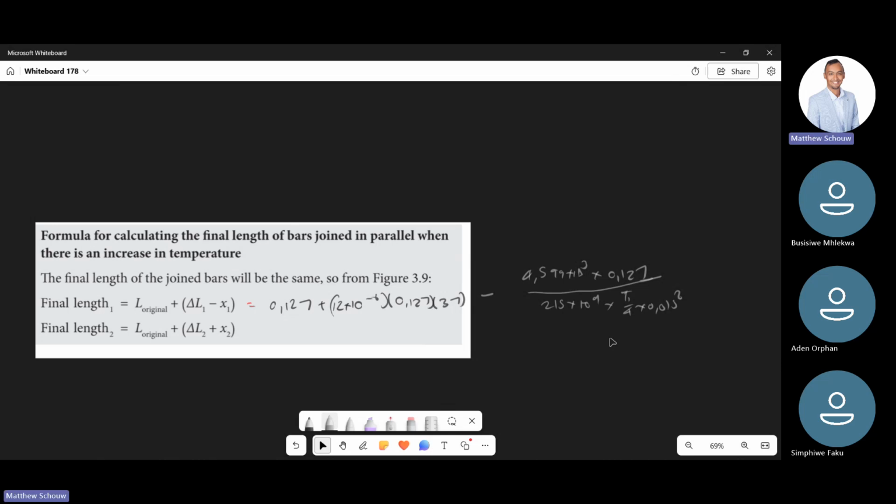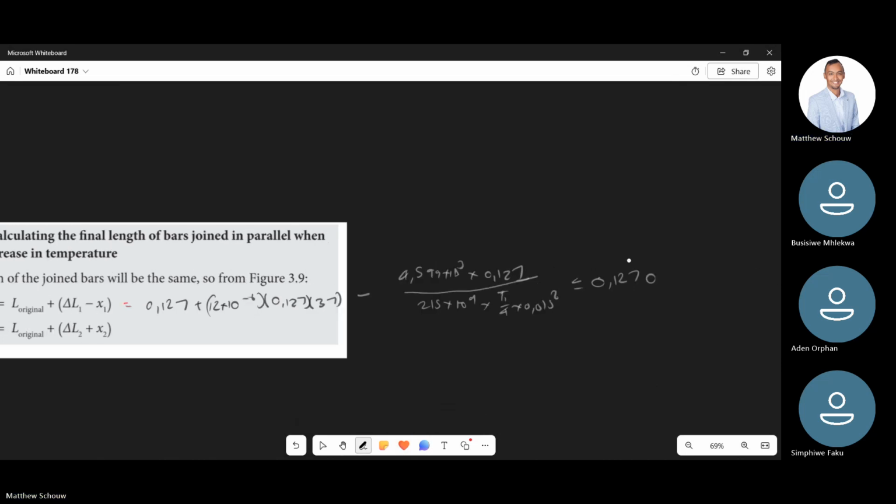So I got 0.12704. Yeah, that's fine. Is that a slight increase, I believe? That is for the first one, yes. Okay, let me just confirm this here.